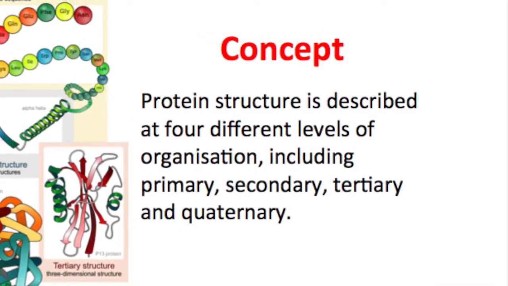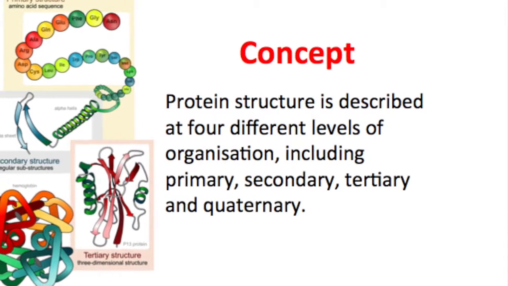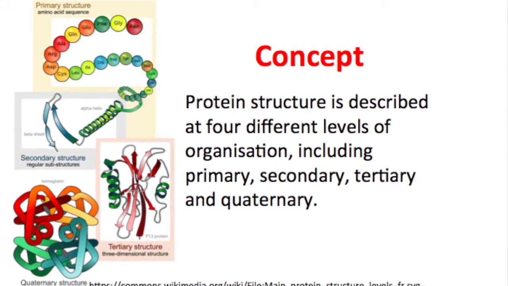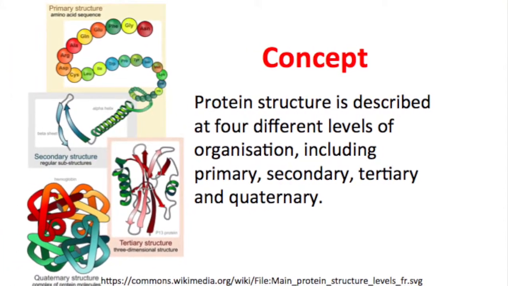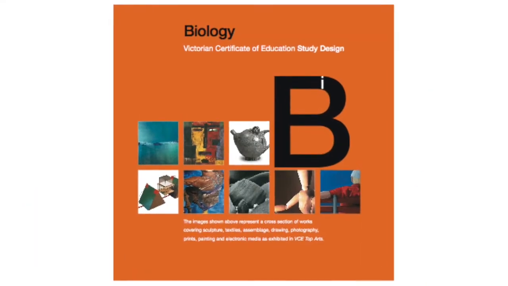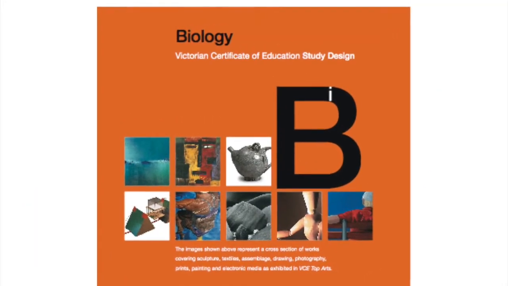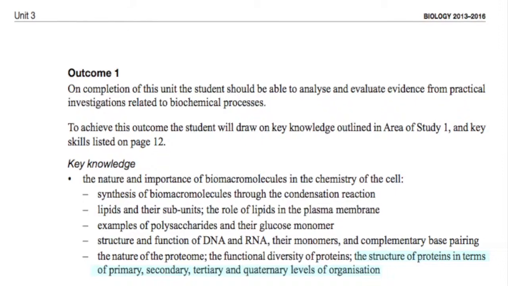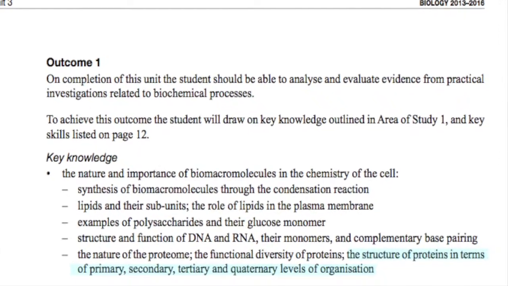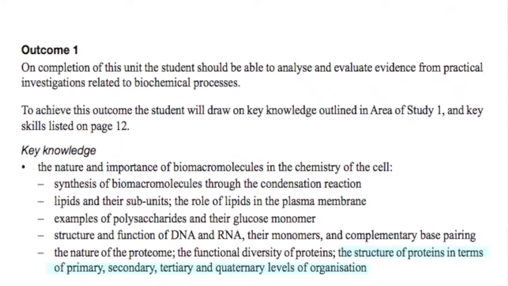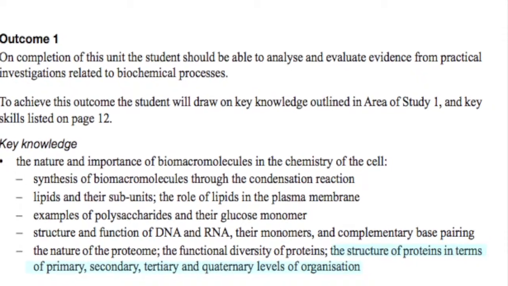What we are looking at today is that protein structure is described at 4 different levels of organisation: primary, secondary, tertiary and quaternary. This concept links directly to the 2013 biology study design. Unit 3, Outcome 1 states that the key knowledge is the structure of protein in terms of primary, secondary, tertiary and quaternary levels of organisation.